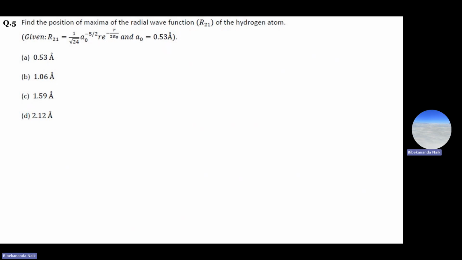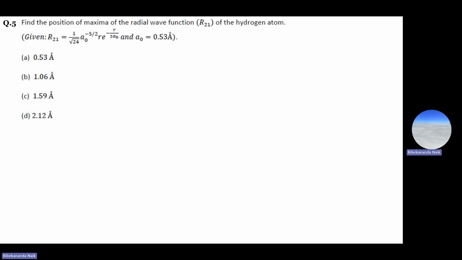Now the fifth question says, find the position of maxima of the radial wave function R21 of the hydrogen atom. The R21 wave function is given. It is 1 by root 24 a0 to the power minus 5 by 2, then r into exponential minus r by 2a0, and the a0 value is given. It is 0.53 Angstrom. Now the options are A 0.53 Angstrom, B 1.06 Angstrom, C 1.59 Angstrom, and D 2.12 Angstrom.